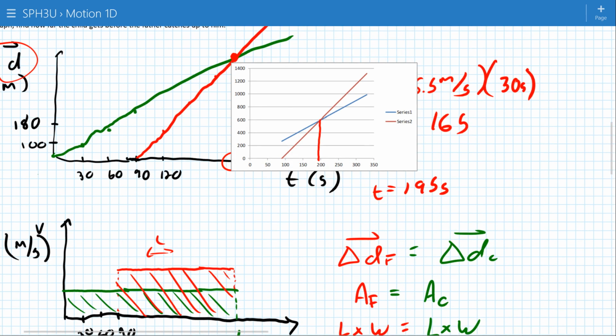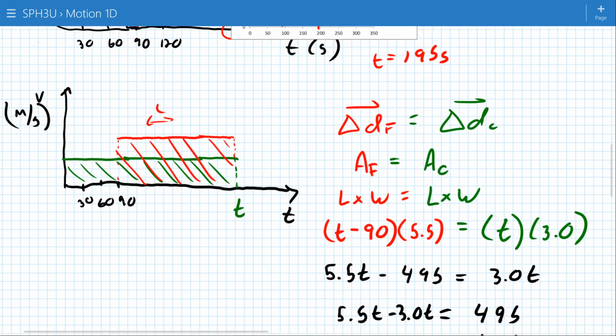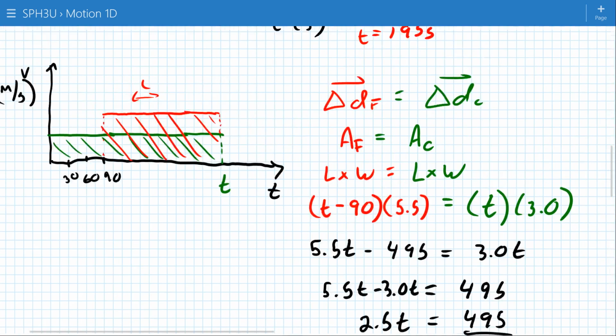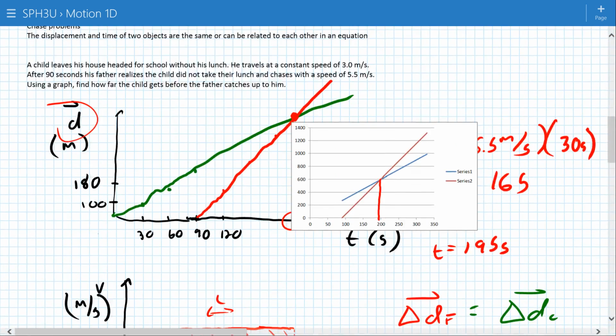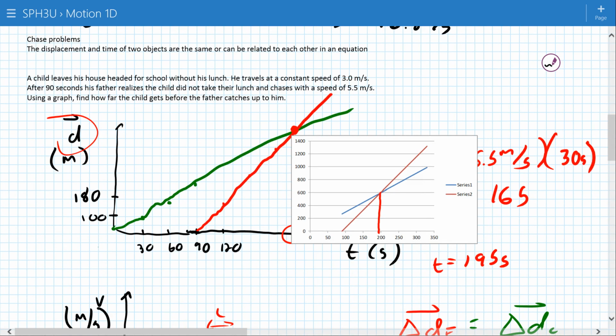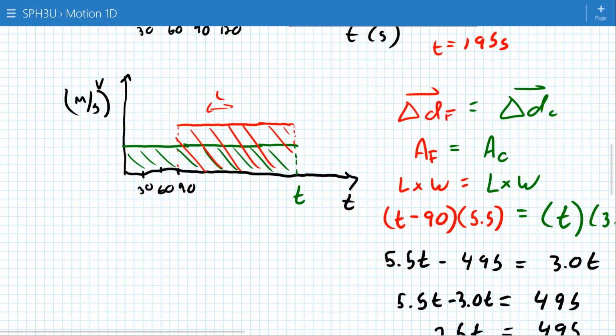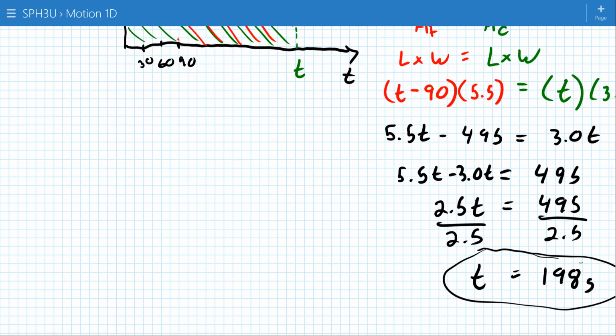That corresponds well with our guess of about 195 seconds up here, but I trust this answer a lot more. It's algebraic, and I know that it has to be true if those two displacements are going to be equal to each other. So that's a chase problem. We'll do more chase problems algebraically. We may do a couple more with graphs, but they're fairly challenging, so we're just getting started on those.